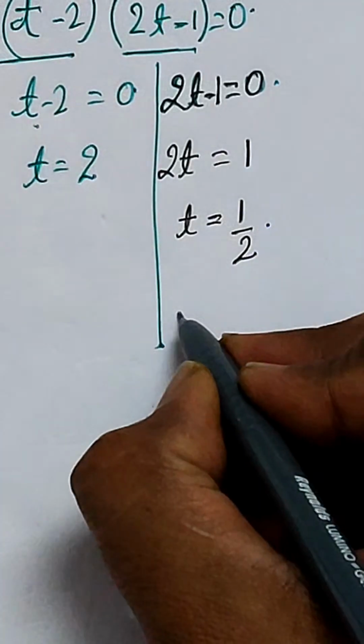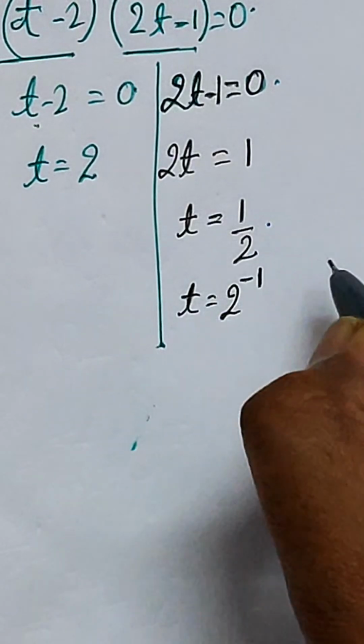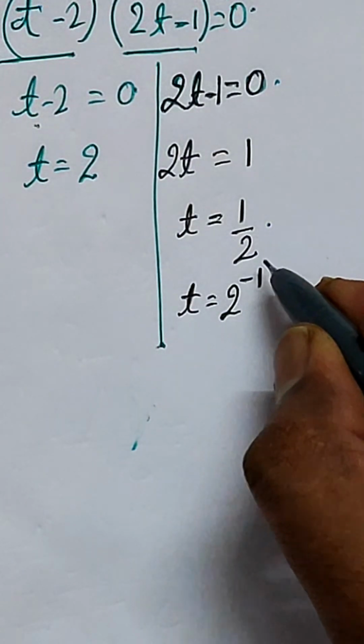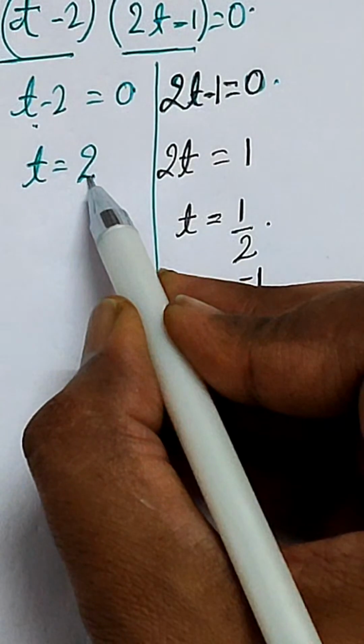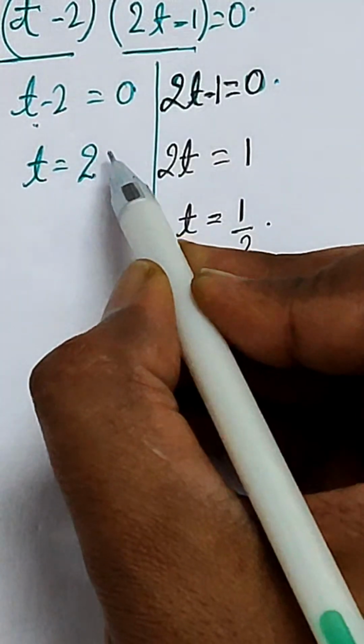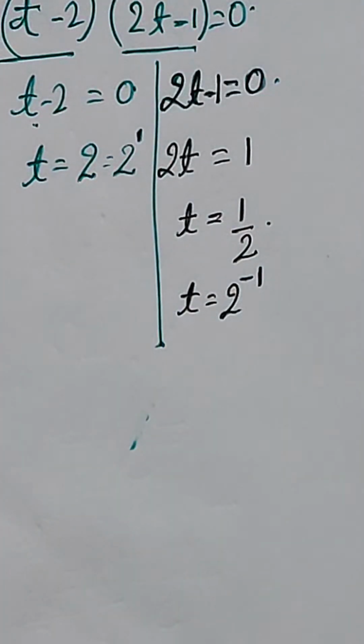And this can be written as t equal to 2 power minus 1, isn't it? When this 2 comes into the numerator, right? And the other value is already in the form of 2, which is 2 power 1, right?